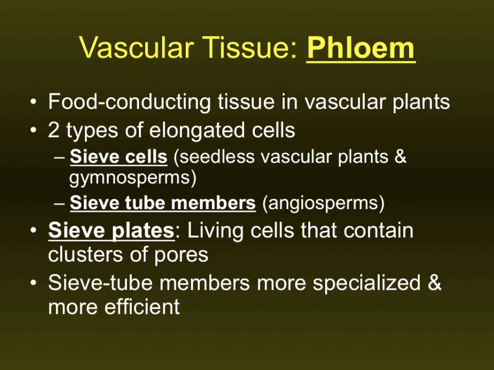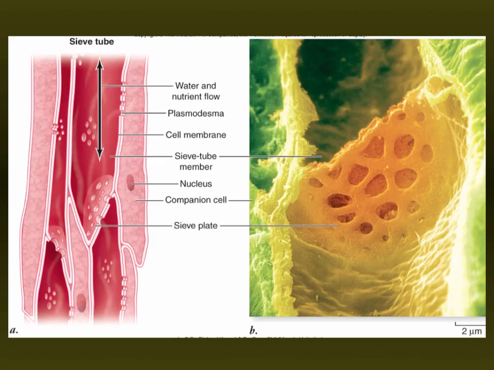Sieve tube members, like I mentioned before, are also more efficient and more specialized, and they come with a helper. Sieve tube members show up with what are called companion cells, which are helper cells that help to keep the sieve tube members alive and functional. They're kind of like the caretakers. The sieve tube members are so specialized, there are some things they can't even do for themselves, so the companion cells are going to help them carry out the day-to-day normal functioning to keep them alive and functional.